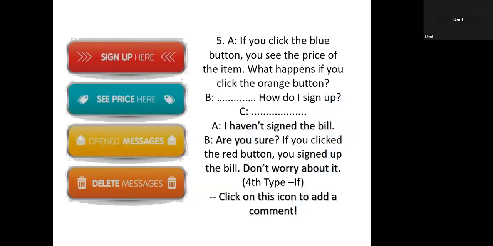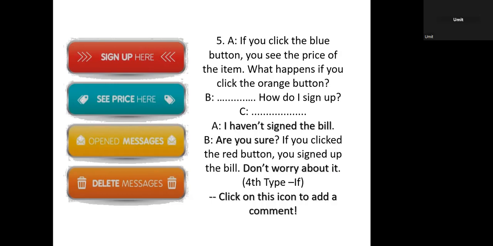Now, dialogue 5, if you click the blue button, this one, see the price, it says. The button says, see the price, okay? See price here. If you click the blue button, you see the price of the item, okay? What happens if you click the orange button, this one? So, if you click the orange button, it opens the application.